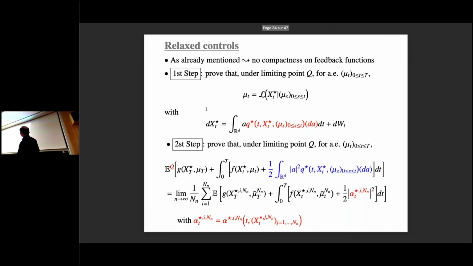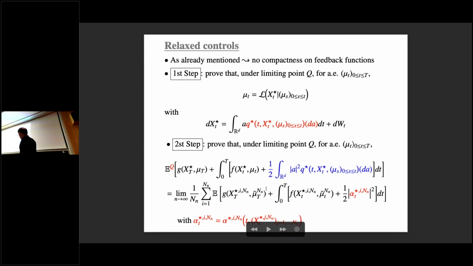So the second step, this was the first step in the proof of Daniel. The second step is to address the cost and to see that when you have a weak convergence, you can pass to the limit in the cost. Not only do you want to say that you have some dynamics in the limit, but you want to say that these dynamics are optimal. So it means that you have to compute and pass to the limit in the cost.